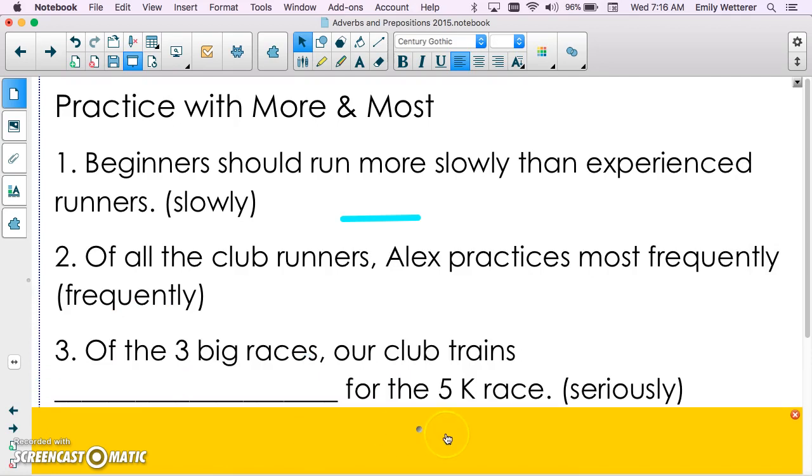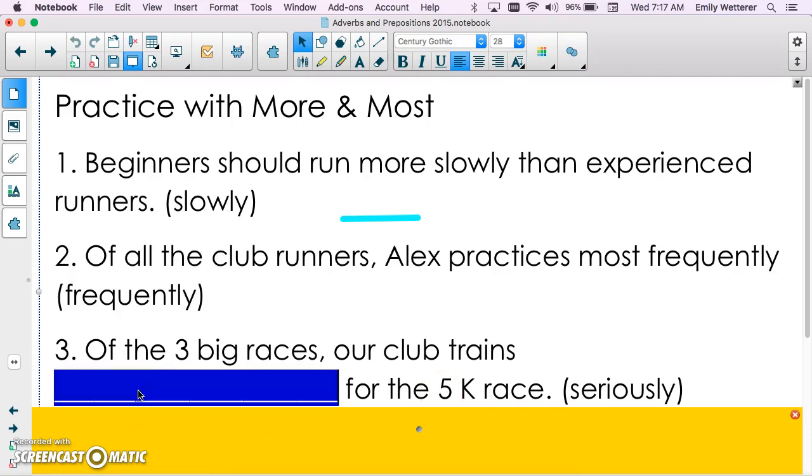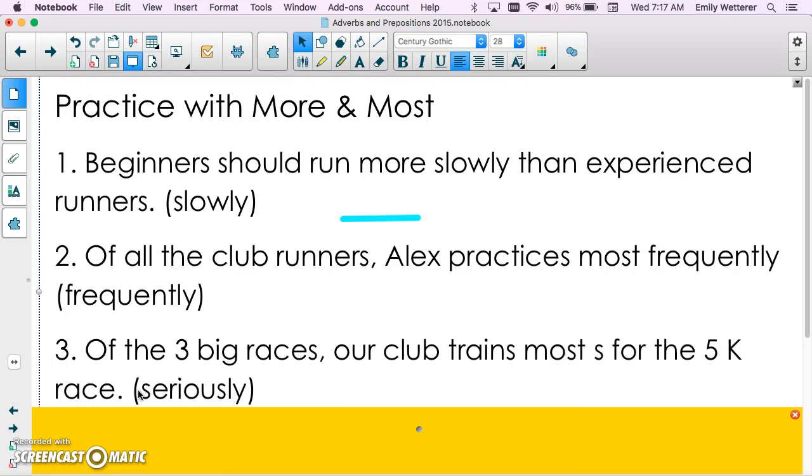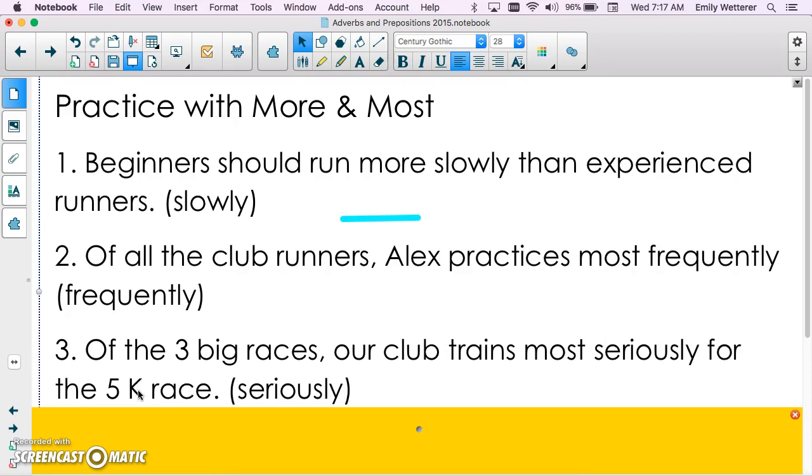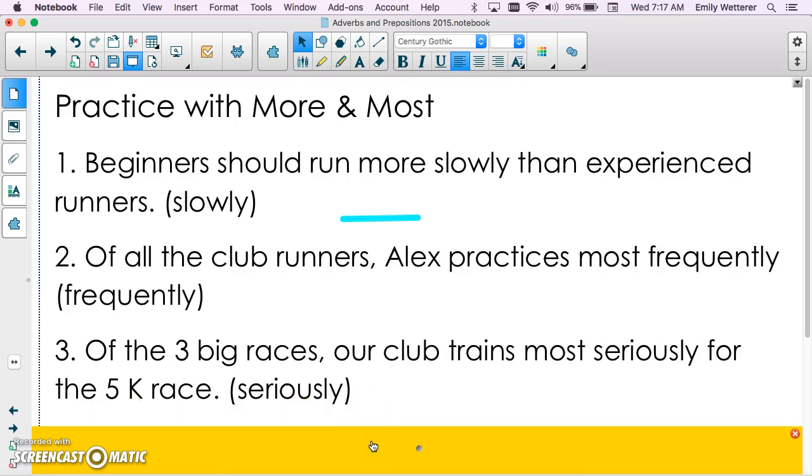Let's do one more. Of the 3 big races, our club trains blank for the 5K race. So we're comparing how we train for one race compared to all the other races. So we would say, of the 3 big races, our club trains most seriously for the 5K race. Again, not seriousliest. That doesn't even sound right. So what you're going to do now is you're going to practice these skills with IXL. So go ahead and you can start on that.